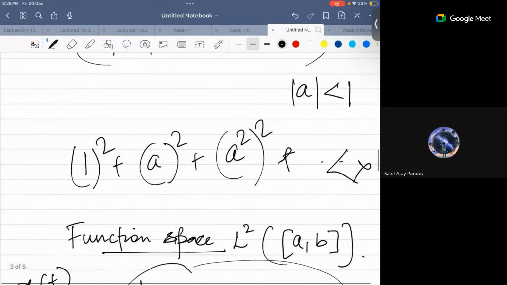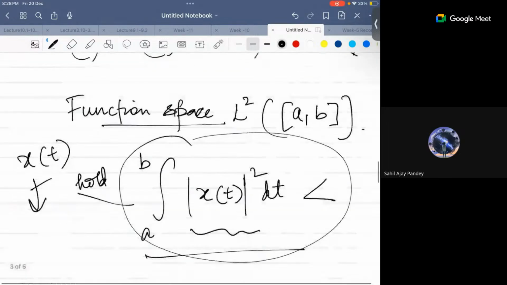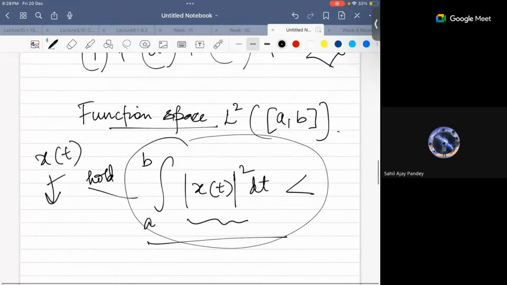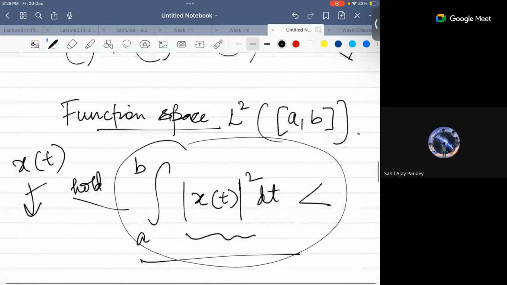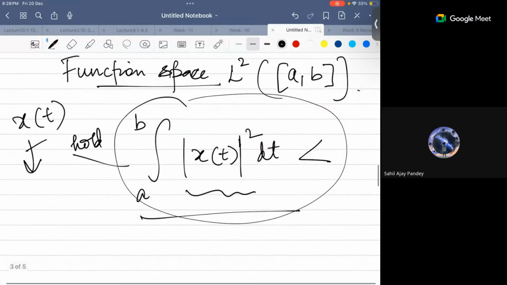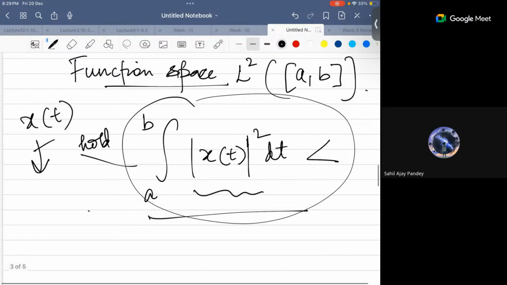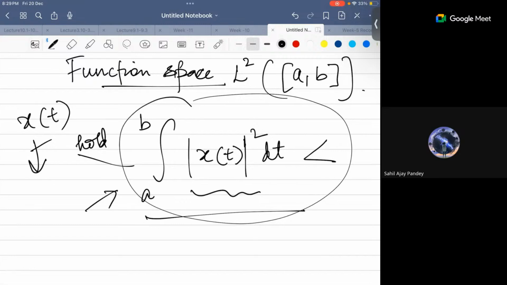Now we are done with the sequence space. For the function space also, you can be given a signal itself and asked whether it belongs to the function space L2 or not. For that, you integrate the square of the given signal from A to B, whatever time interval has been given. If you are able to integrate and find a finite value, then you can directly say that the given signal belongs to the function space L2 from A to B.